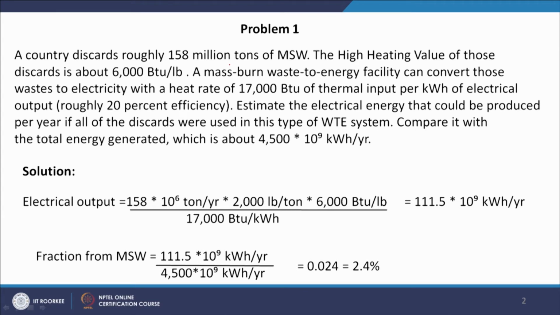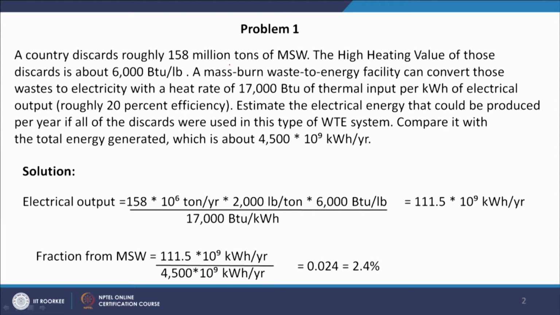The high heating value of those discards is about 6000 BTU per pound. A mass burn waste to energy facility can convert those wastes to electricity with a heat rate of 17000 BTU of thermal input per kilowatt hour of electrical output, roughly 20% efficiency.